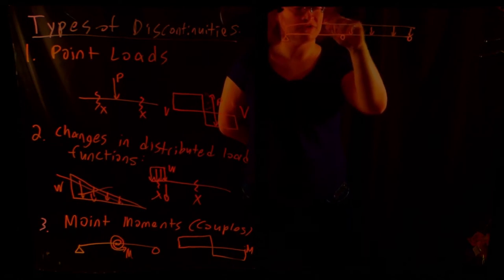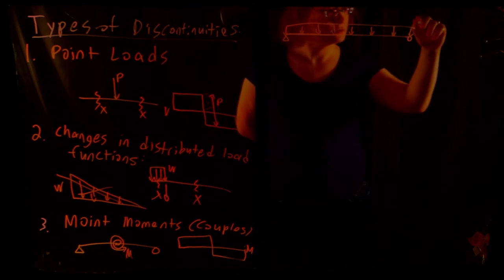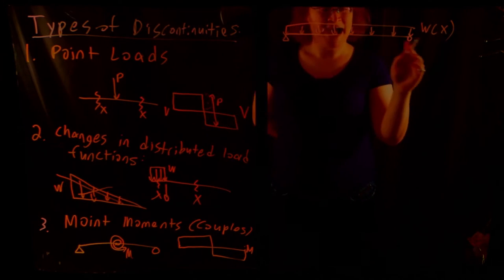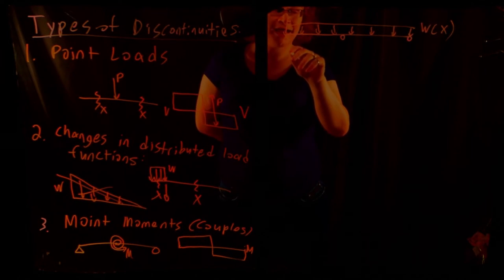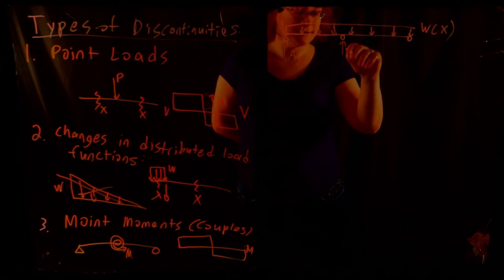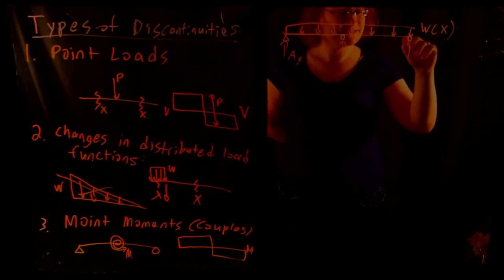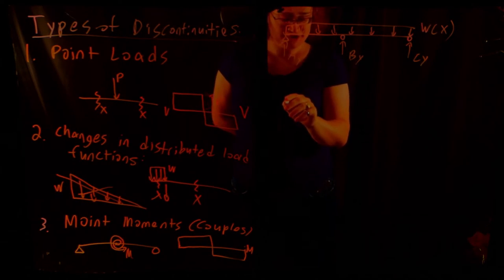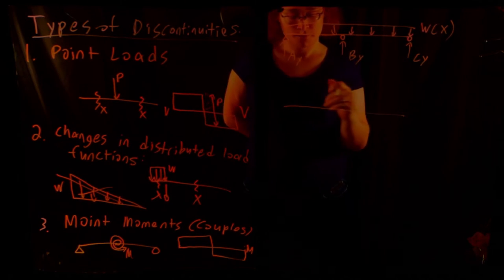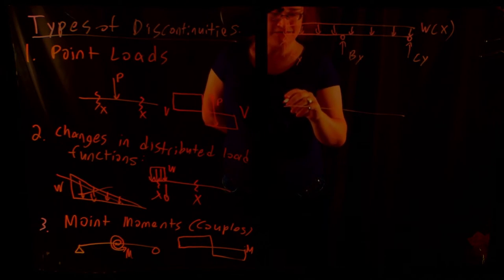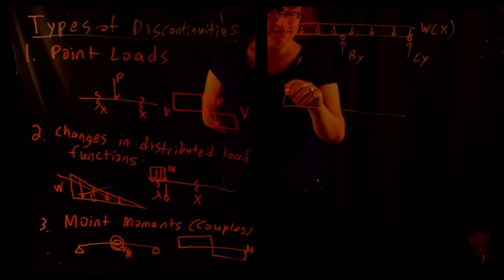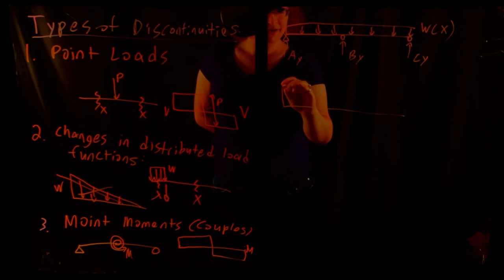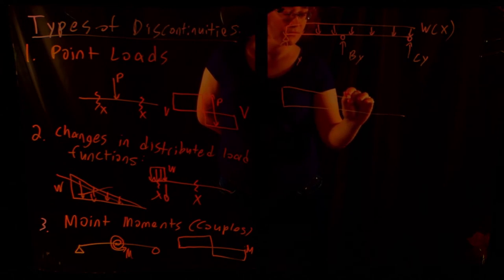It wouldn't have to be uniform. It could be any number of things, some W as a function of x. But there are going to be reactions, like an Ay, a By, and a Cy on this, for example. Now, your shear diagram might look something like this. You actually have to look at the numbers to get it exactly, but if I can manage to draw a straight line, it might look something like this.